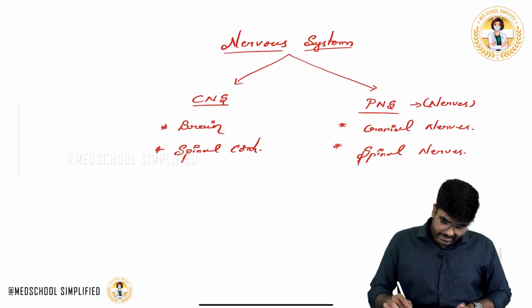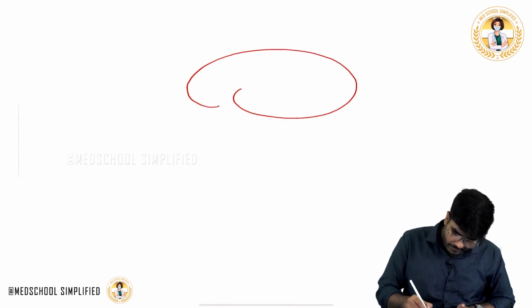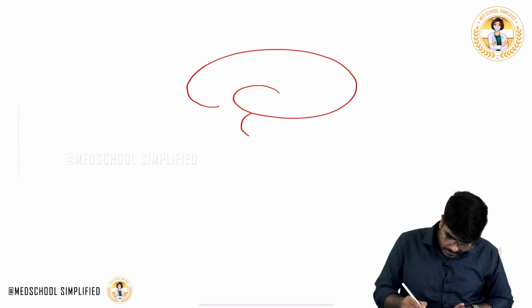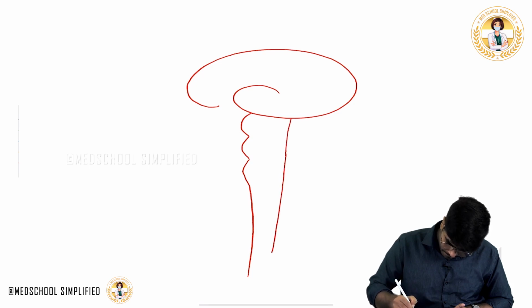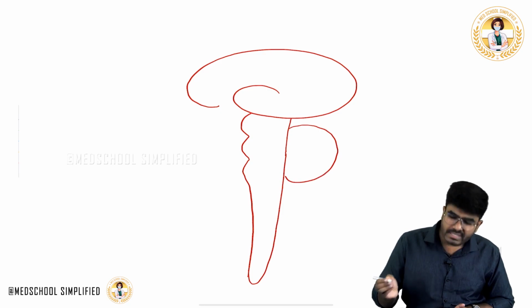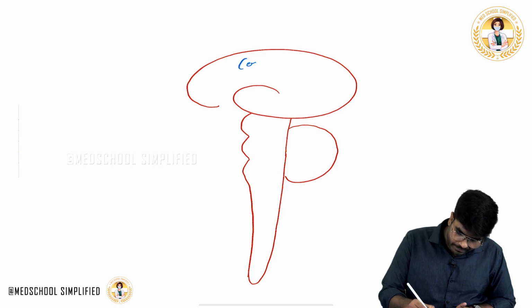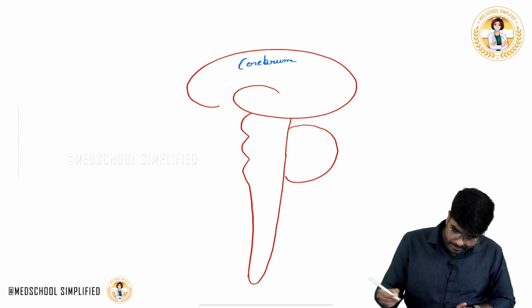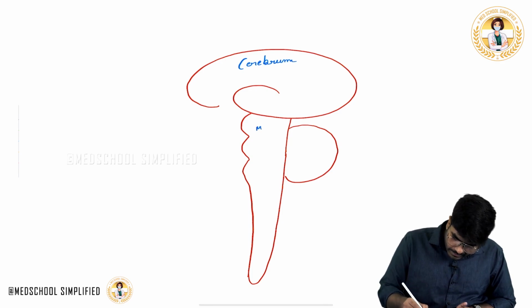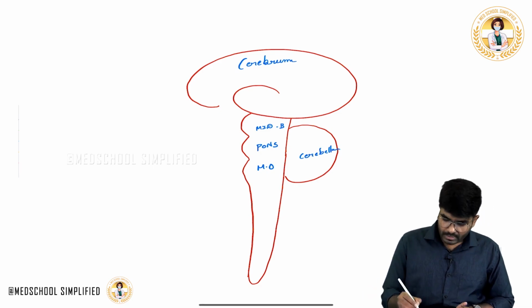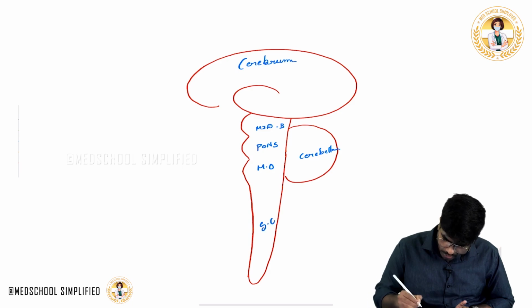Now, see guys, here let me show you in a simple way. Imagine this is your brain. I am just showing you a simple diagram. Guys, these are the different parts of brain. Here will be cerebrum, midbrain, pons, medulla oblongata, here will be cerebellum, and from here is the spinal cord.